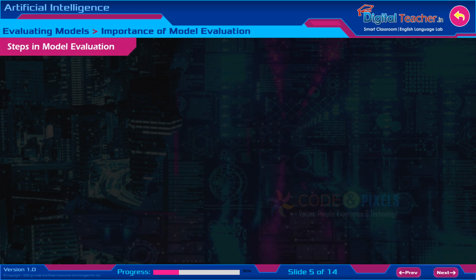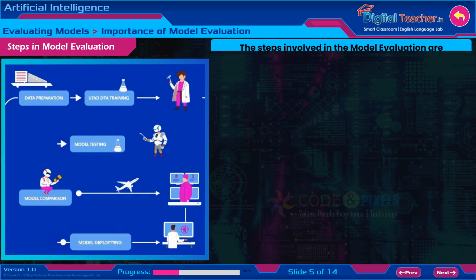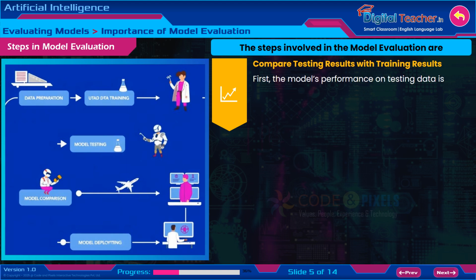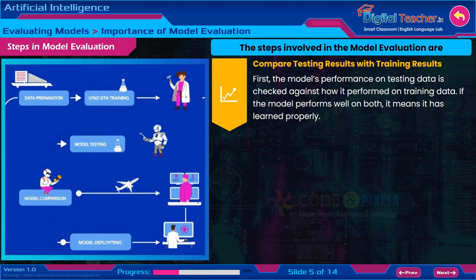Steps in model evaluation. The steps involved in the model evaluation are: compare testing results with training results. First, the model's performance on testing data is checked against how it performed on training data. If the model performs well on both, it means it has learned properly.